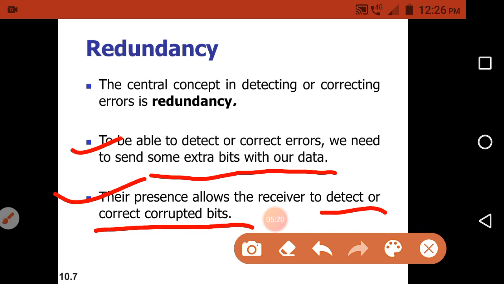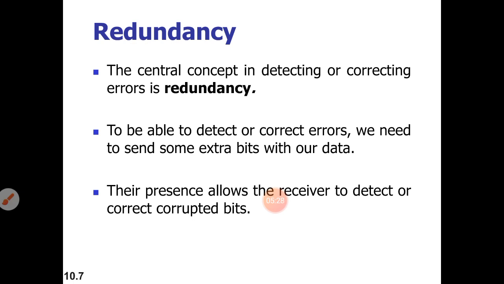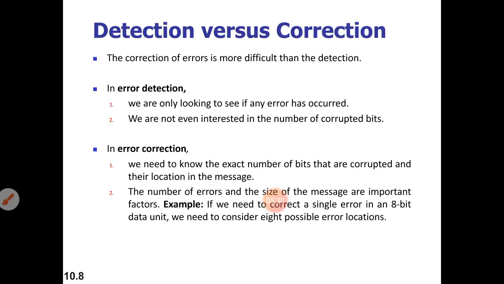So by using those extra bits, the receiver will detect and correct the corrupted bits. So this is one of the approaches. And next we have to discuss detection versus correction. What is the difference between error detection and error correction?